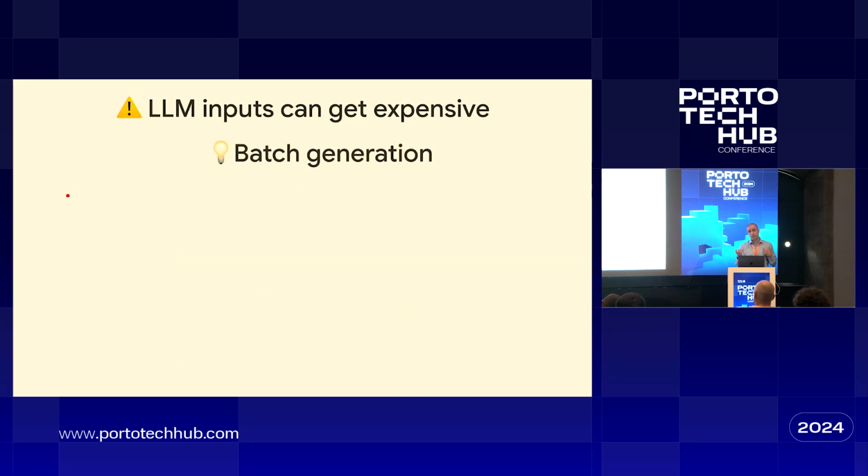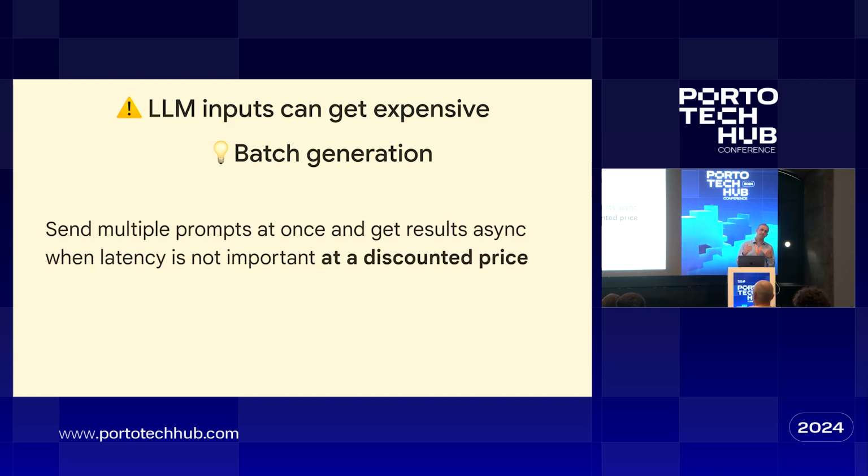Another thing that can help with expensive calls is batch generation. Instead of sending prompts all the time and getting responses one by one, you can send them in a batch. So let's say you have 100 things you want to send, and you just send them in one batch and get the responses asynchronously. The good thing about this is that you get a discount. I think you get a 50% discount doing this.